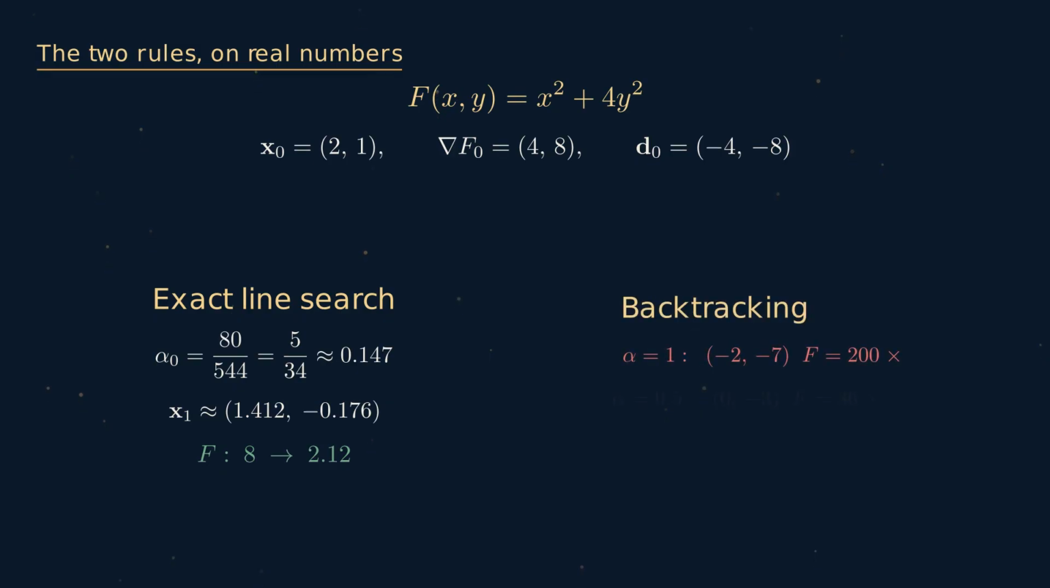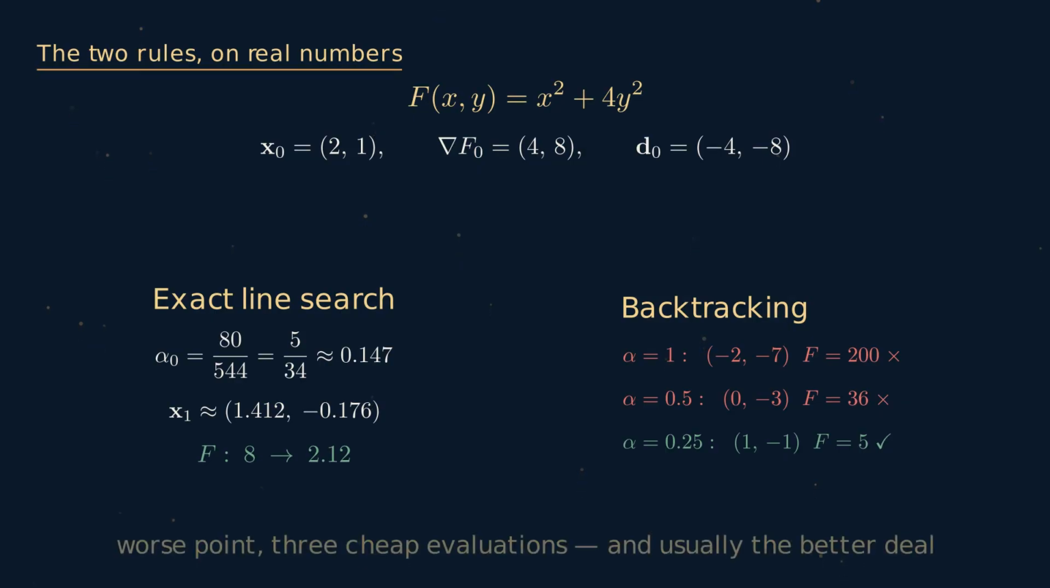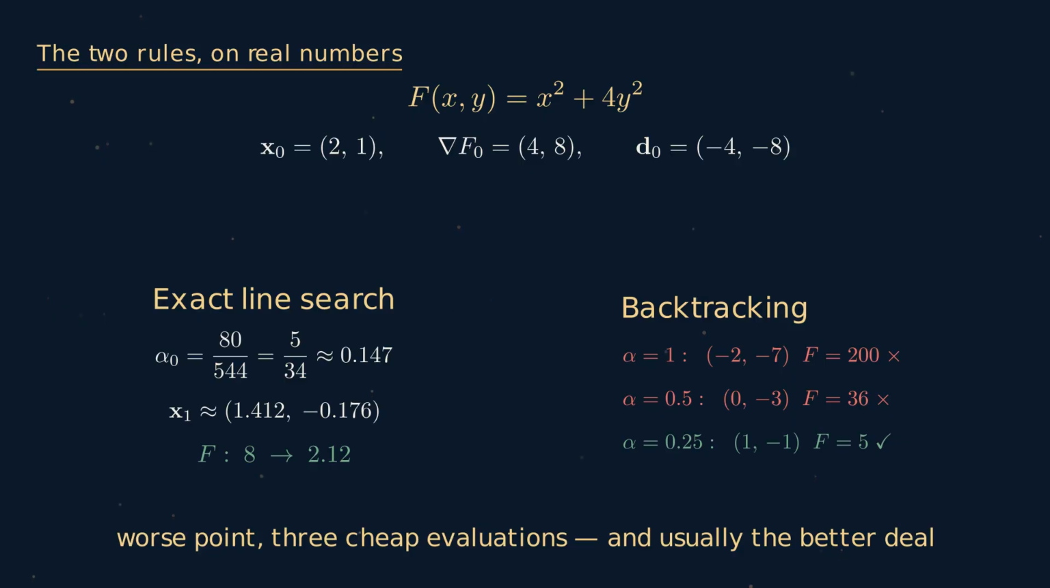The backtracking rule knows none of that. It just tries. A full step overshoots wildly, 200, rejected. Halve it, 36, rejected. Halve again, 5. Below the line, so accept and move on. The careful search reached 2.12, the lazy one only 5. But the lazy one spent 3 function evaluations and no calculus. Across a full run, that trade almost always wins.